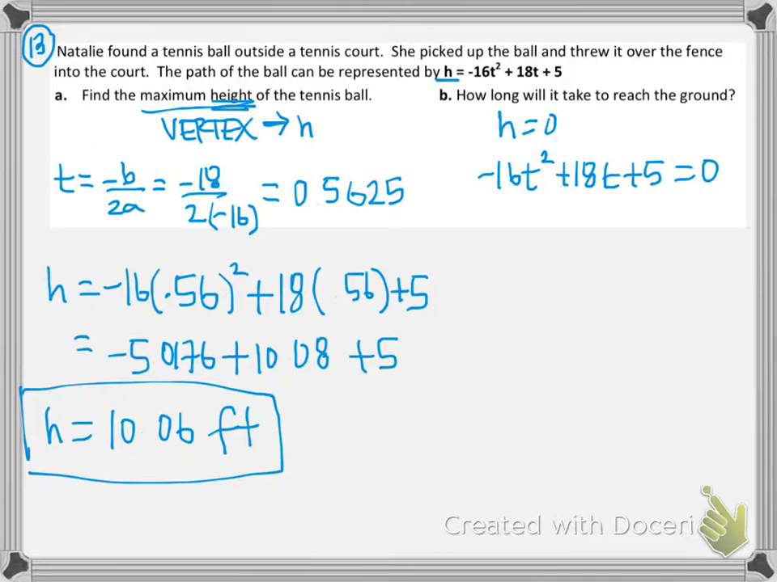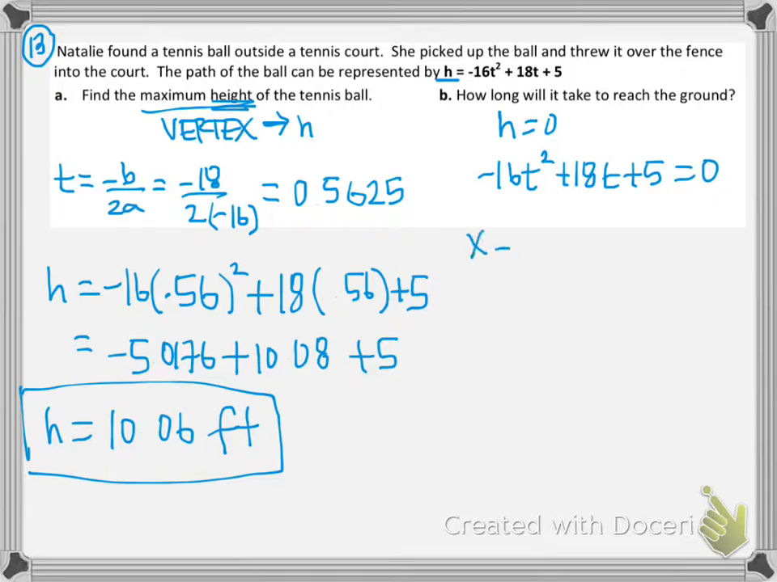Okay, let's see if I can factor that. So negative 16 times 5 is a negative 80. Is there something that multiplies together to give me a negative 80 and adds together to give me a positive 18? No, because 10 times 8 gives you an 80, but they would both have to be the same sign. So I don't think so. So let's use the quadratic formula.